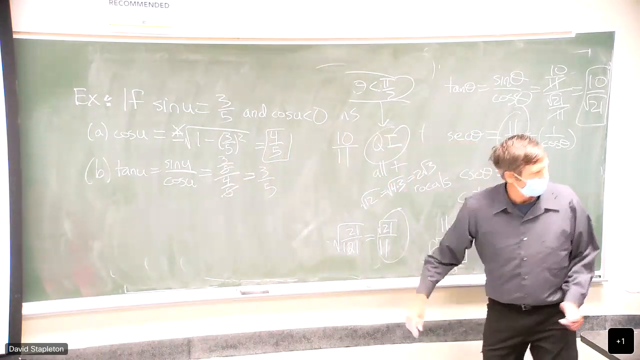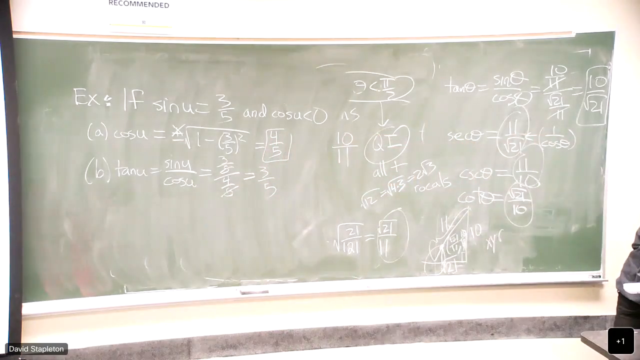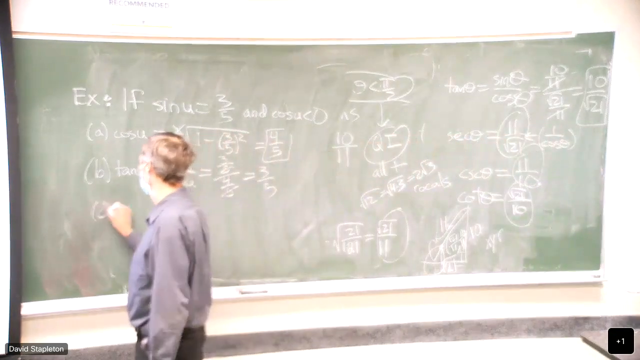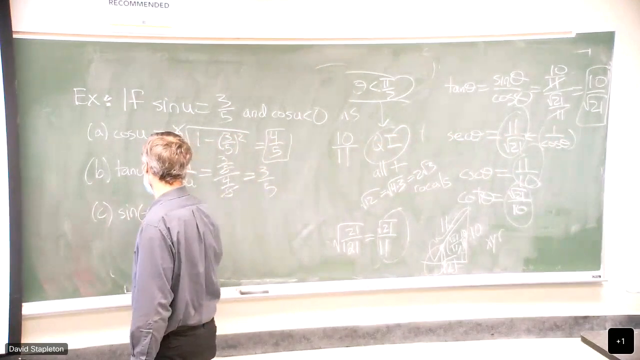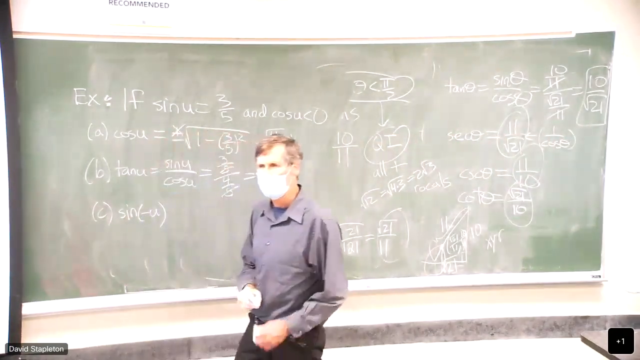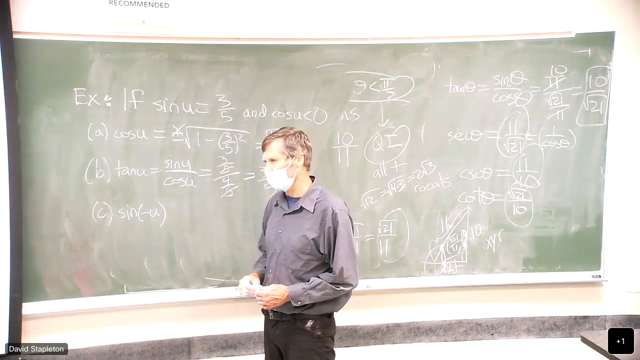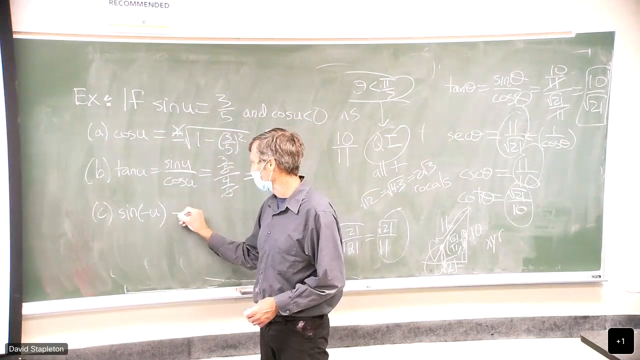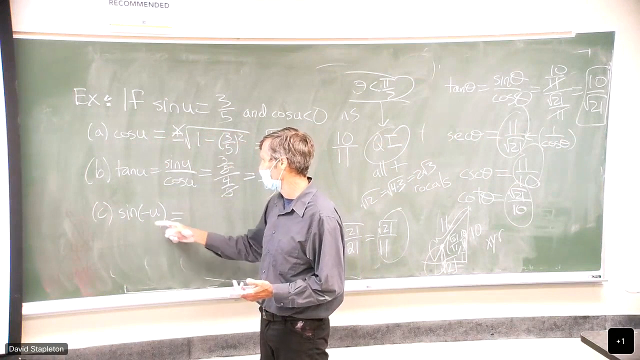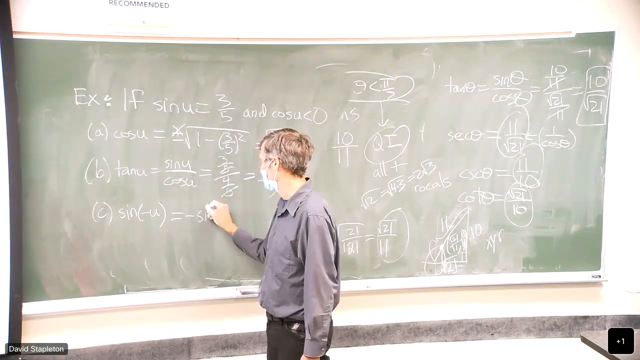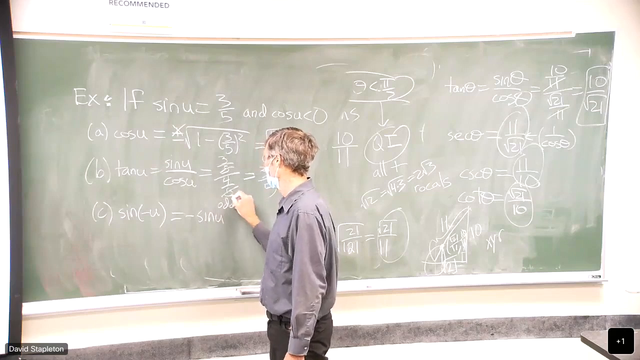But now the problem goes on and says, well, what's the sine of minus u? How do I figure out sine of minus the angle? Way back to the beginning, an hour ago. Remember, all the functions are even or odd. Either the minus goes away or the minus comes out. Sine was odd, the minus comes out. So there's the odd identity.